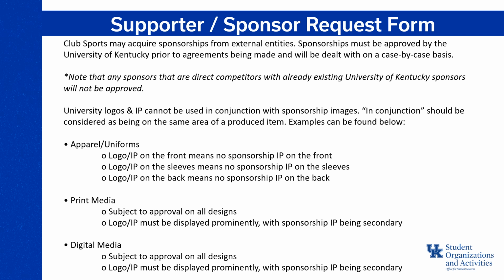For example, for apparel and uniforms, if the logo or intellectual property is on the front, that means no sponsorship intellectual property on the front. If the UK logo or intellectual property are on the sleeves, no sponsorship intellectual property on the sleeves, and so on and so forth. For print media, designs are subject to approval, and the logo and intellectual property of UK must be displayed prominently, with the sponsorship intellectual property being secondary. This is the same for digital media.